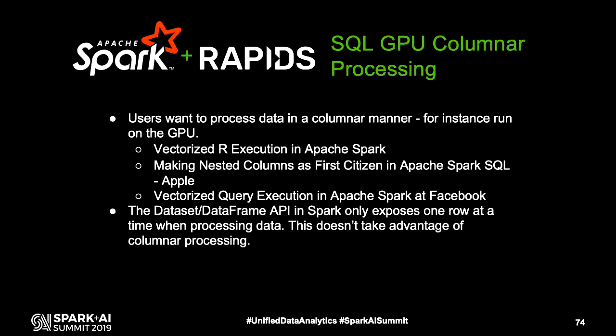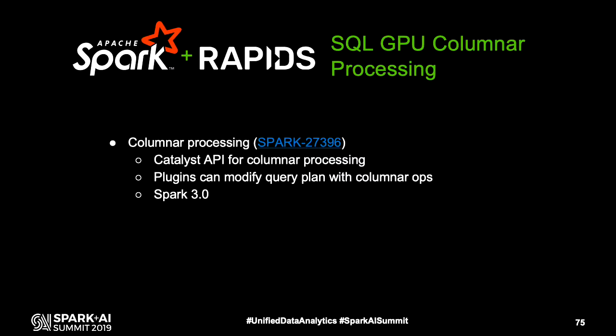In the Spark Summit in US, they had two talks, making nested columns first-class citizens, and the vectorized query execution at Facebook. Both of those were using vectorized or columnar format to accelerate the processing. So lots of people are seeing benefit of doing this. Like I said, the data frame API is row by row, so we can't take advantage of columnar. To help this and be able to run Spark on GPUs, we had a JIRA and proposed this idea to the community, Spark 27396.